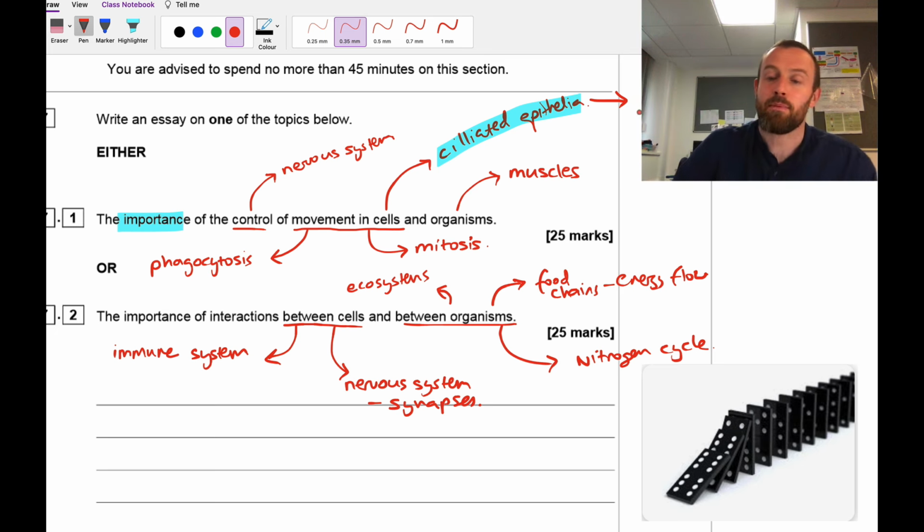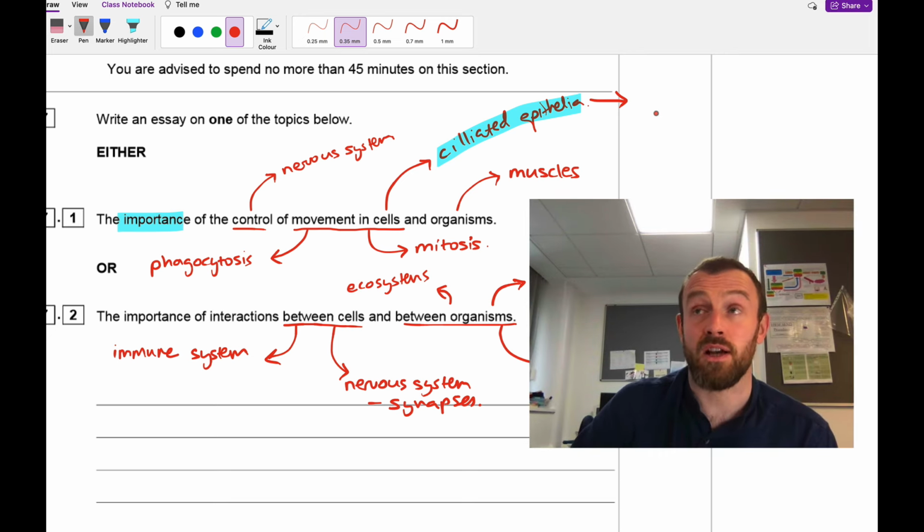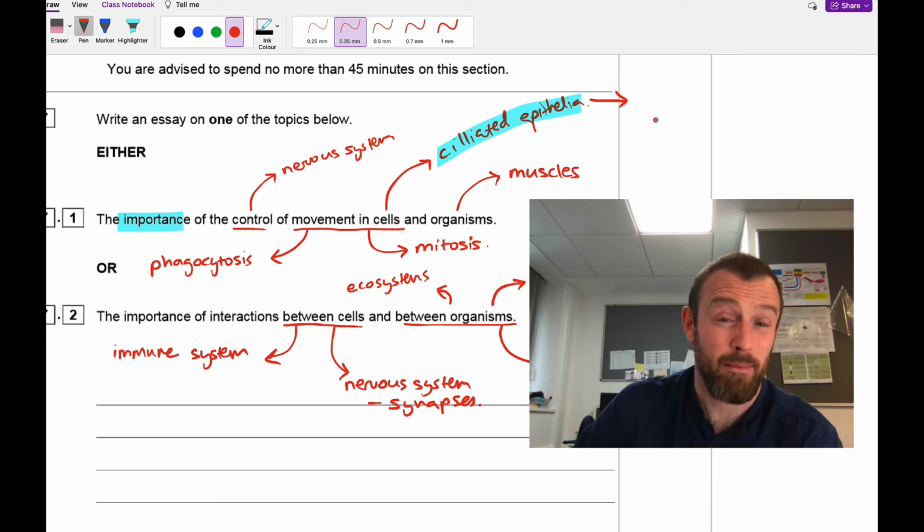So ciliated epithelia, they are important in trapping dust and pathogens. If they didn't trap dust and pathogens, then dust and pathogens would land on the respiratory surface. They'd make it into the alveoli. This could cause more frequent infections of the lungs. This could cause scarring of the alveoli, such that the person had a reduced lung capacity because of damage.